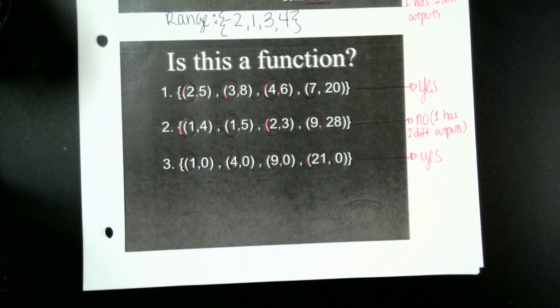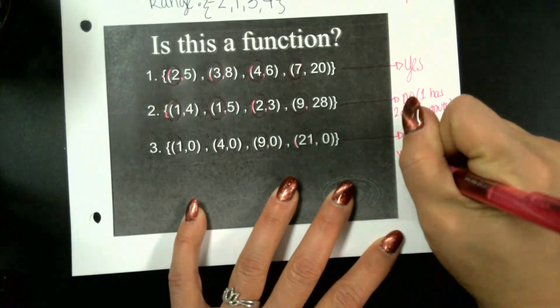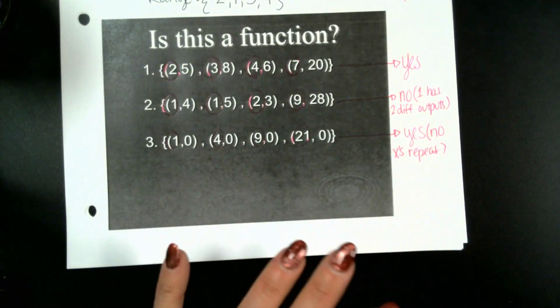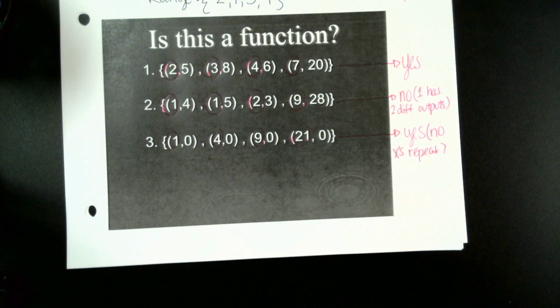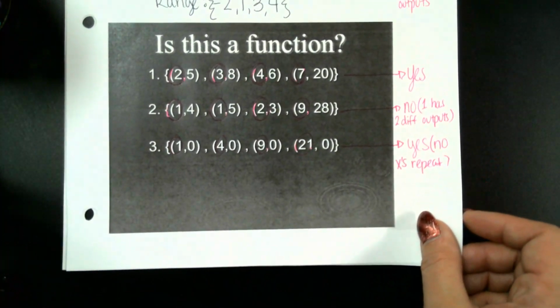Anywhere you have a yes, you guys can just put no x's repeat. Those are usually just the 2 answers that you'll always put. It's either yes because none of the x's repeat, or no because, and then tell me which one repeats and that it has 2 different outputs. All right, go ahead, turn the page as soon as you're ready.